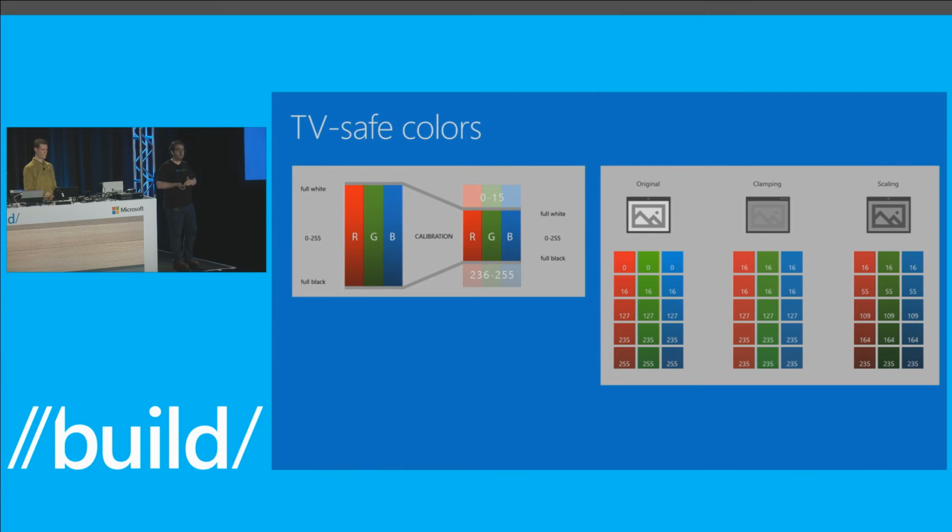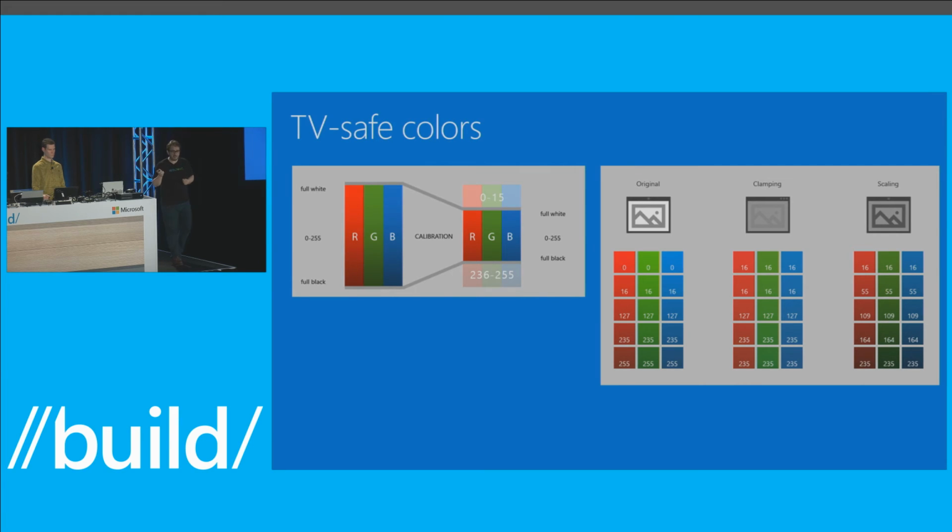And there are two approaches you could take. One is called clamping, and one is called scaling, to deal with that. And we recommend you do scaling. Rather than just having your black and your off-black look the same to people, we recommend you actually tweak your colors across the range to occupy that TV-safe color range while still providing contrast between each color that you're using.